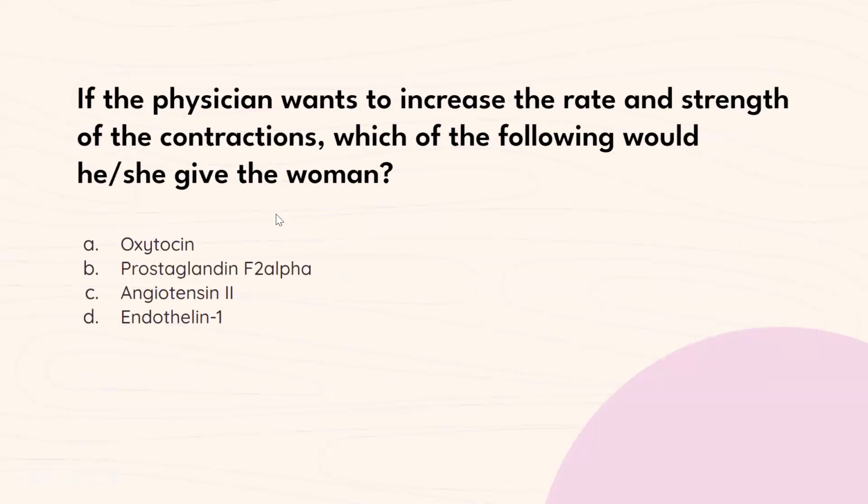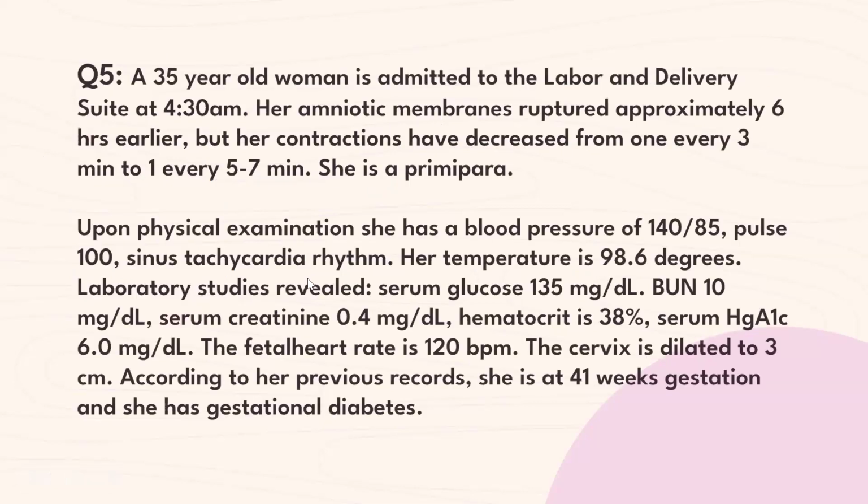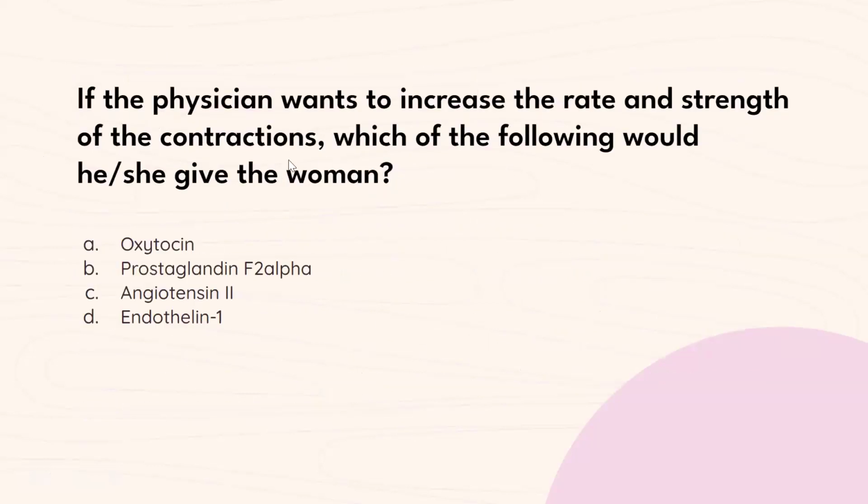If you were to read the end of the question, let's do it together. If the physician wants to increase the rate and strength of the contractions, which of the following would he give the woman? Now you realize that all of the information that's given here was not even really relevant. But you just really need to read the end of the question. Again, I'm not saying that you're not supposed to read the entire question. Of course, that's not what I mean. I just want to say that when you're doing very, very long clinical vignettes, read the last line first.